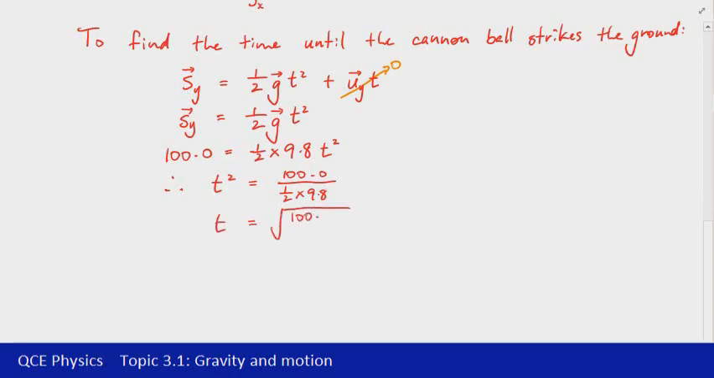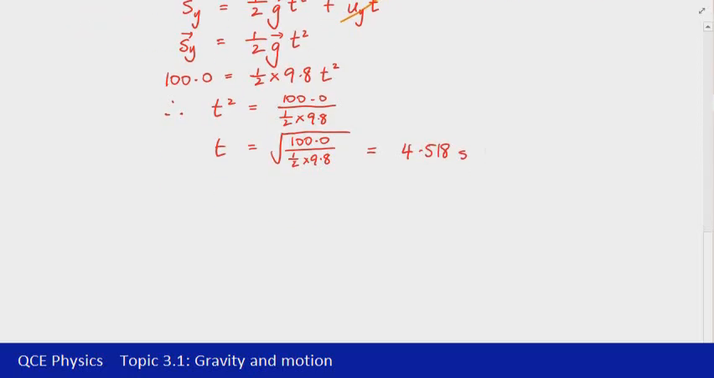Notice that I'm not doing any intermediate steps with the calculator here. I'm just writing that all out in one big calculation so that I can use my calculator once, and that would give an answer of 4.518 seconds. That then allows us to find the horizontal distance travelled.